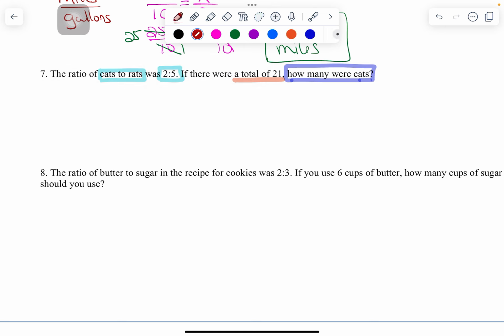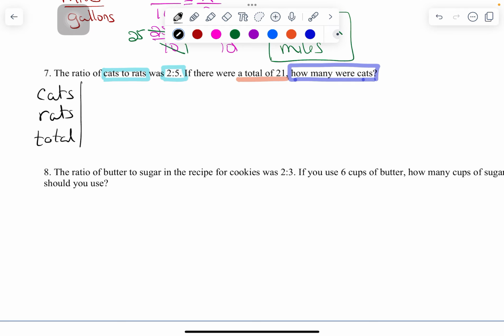Because what I'm going to do for this one is I don't have just 2 things. I actually have 3 things. I have cats, I have rats, and then I have the total number of whatever critters we're talking about here, okay? So make a little tic-tac-toe board. Okay, so based off simply the ratio, my ratio of cats to rats was 2 to 5.